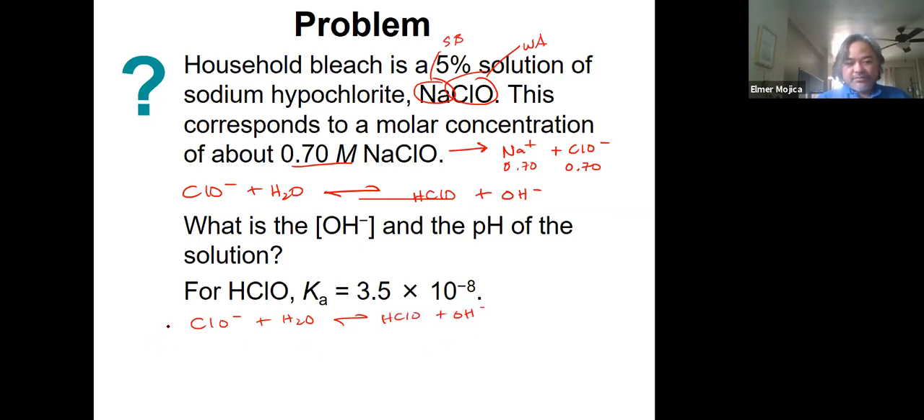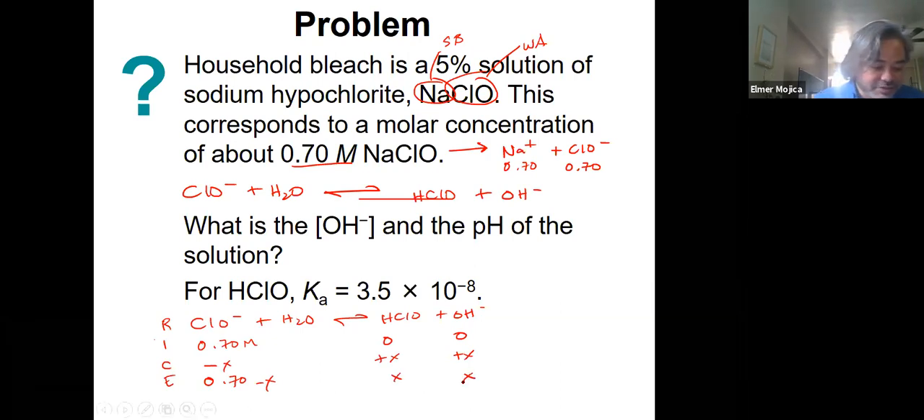And what do you have? That's reaction, initial, change, equilibrium. So you have initially 0.70 molar. You don't have anything here, and then you have minus X, and this is what? 0.70 minus X, and then you have X, and then you have X. So you will end up with Ka or Kb equal to HClO times OH minus divided by ClO minus.